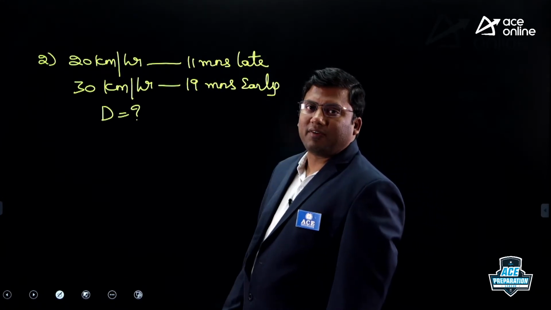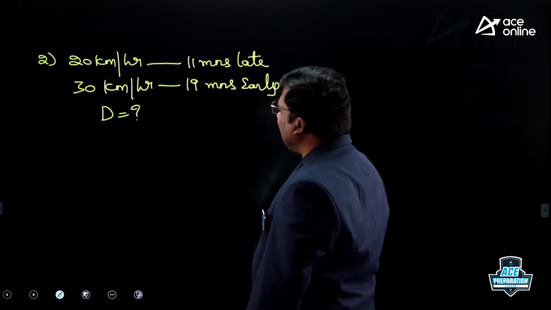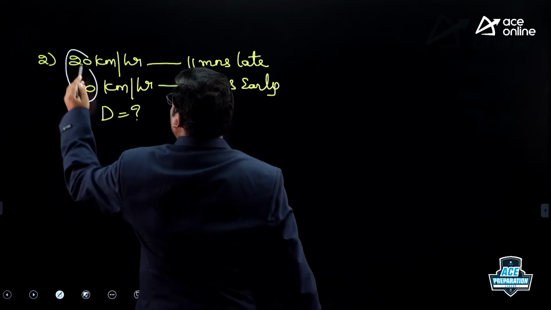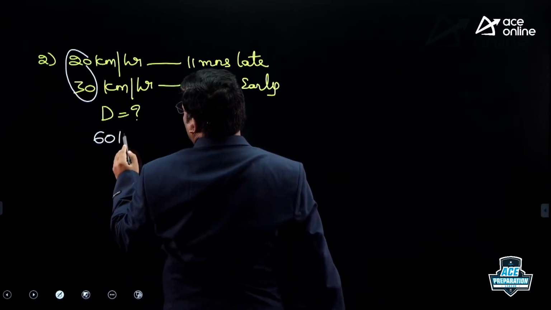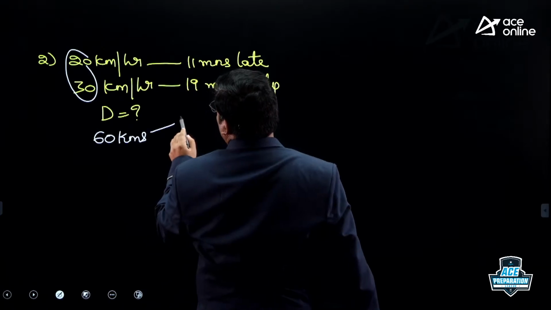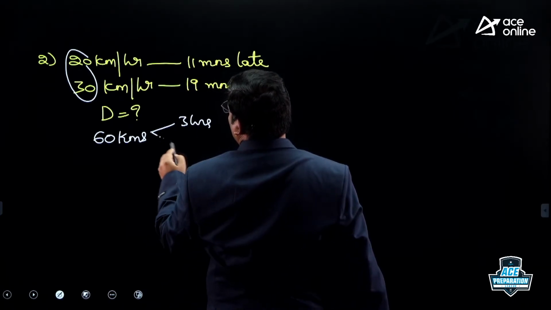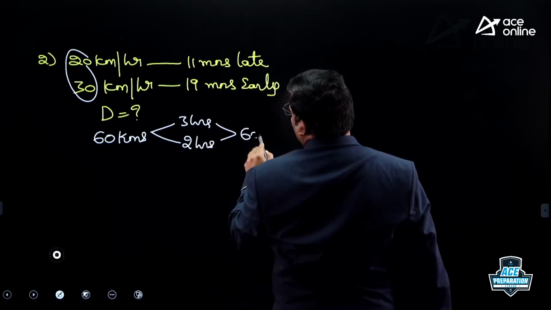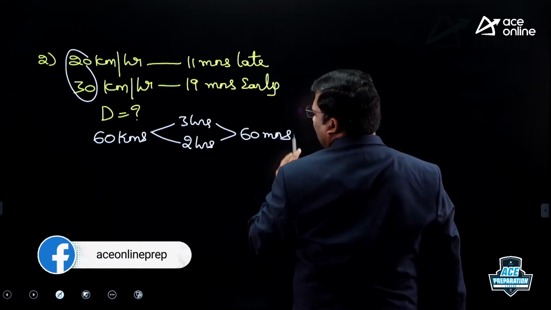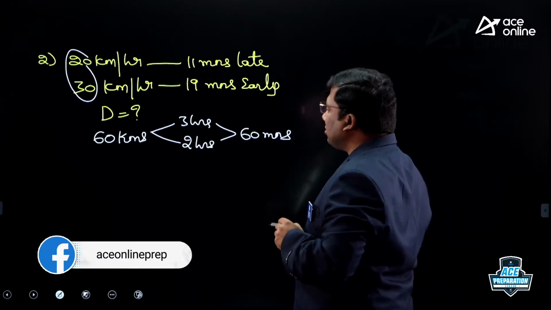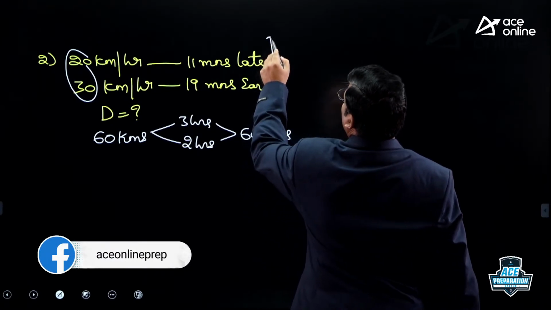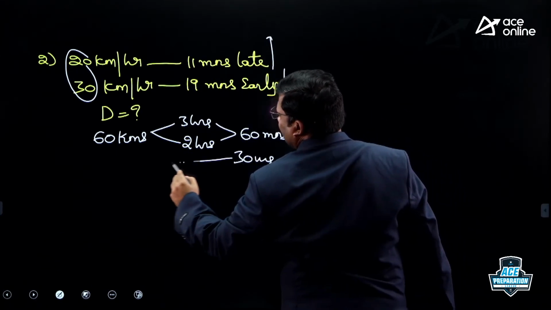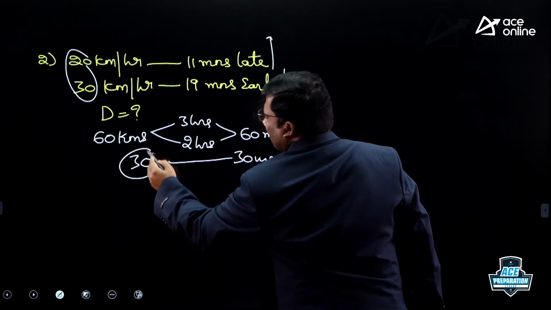20 kilometers per hour, 11 minutes late. 30 kilometers per hour, 19 minutes early. 20, 30, what is the LCM? 60. 60 kilometers. First day, 3 hours. Second day, 2 hours. Gap is 1 hour, which is 60 minutes. Are you all with me? 60 kilometers, 60 minutes. 11 minutes forward, 19 minutes backward. It is 30 minutes. 61s are 60, 31s are 30.